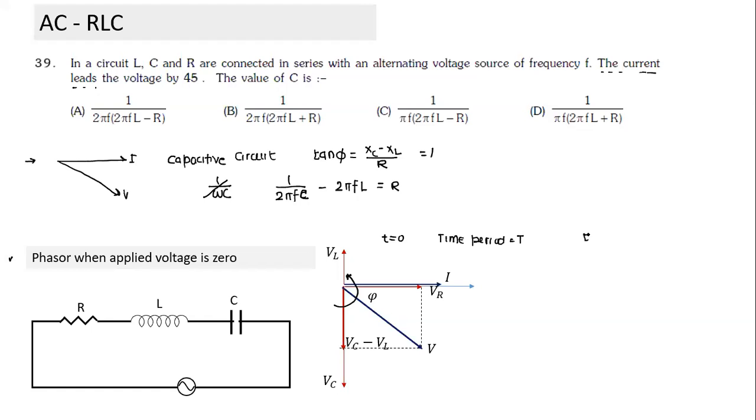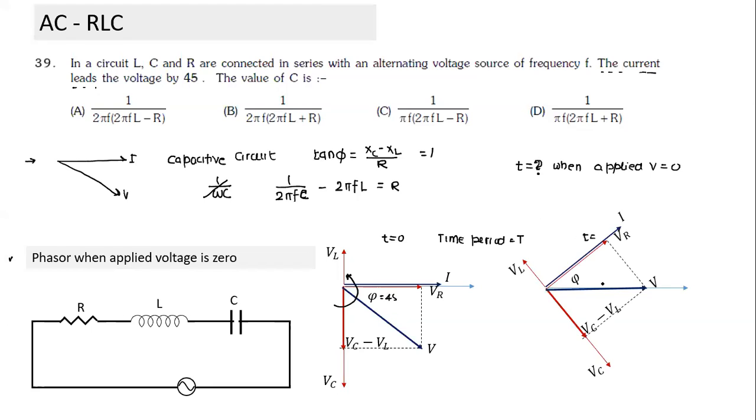So what is the value of t when the applied voltage is 0? At what time, minimum, will the applied voltage become 0? T by 8. So it has to rotate. This angle is 45 degrees, so the whole thing has to rotate and V has to come here. When V comes horizontal, how will it look? This is how it will look.